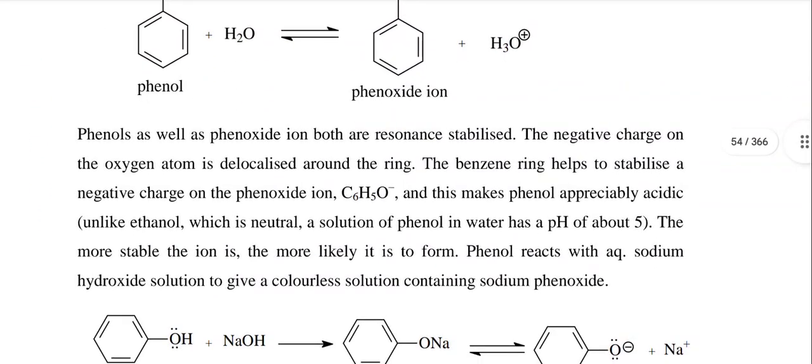Phenol as well as phenoxide ion are both resonance stabilized. The negative charge on the oxygen atom is delocalized around the ring. The benzene ring helps to stabilize the negative charge on the phenoxide ion. This makes phenols appreciably acidic. The more stable the ion, the more likely it is to form.